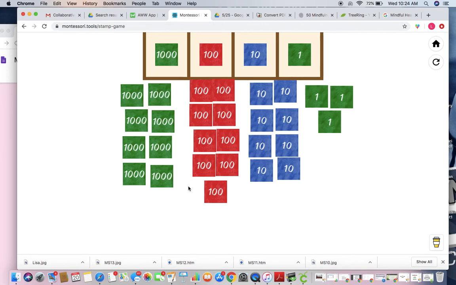We don't need to make any exchanges, which means the sum of addends 3,742 plus 5,241 is 8,983.